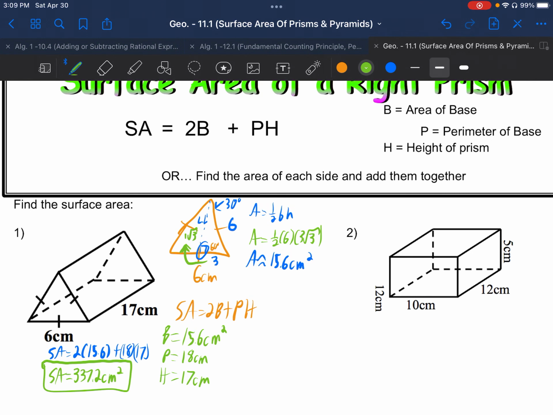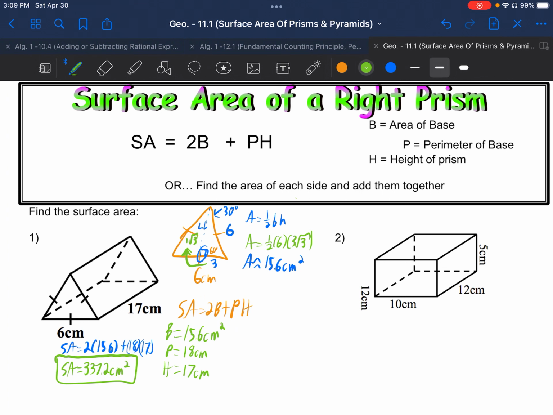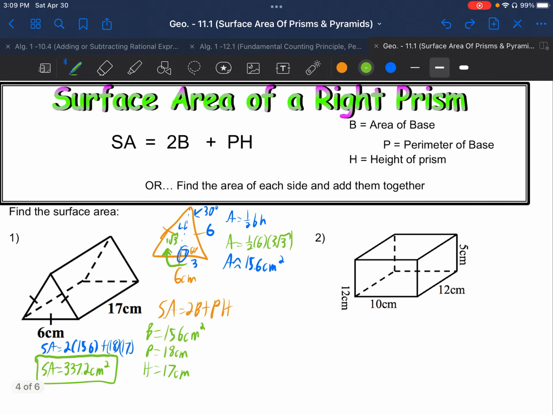On to example 2. Example 2 ends up being a little bit simpler because we don't have to worry about finding the height of a triangle like we did on example 1, because the bases are just going to be other rectangles. On this problem, you could pick any two sides to be bases. You could pick the top and the bottom, or the left and the right, if you really want. I'm just going to do what we see as the front and the back personally. That's going to make it easier for me to visualize it, and hopefully it's easy for you to visualize it as well.